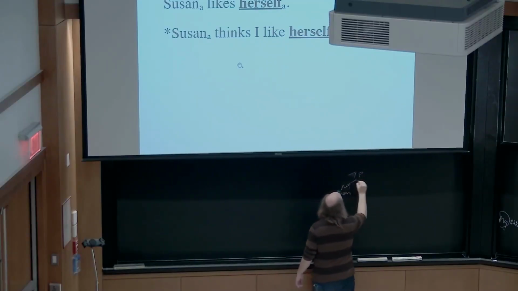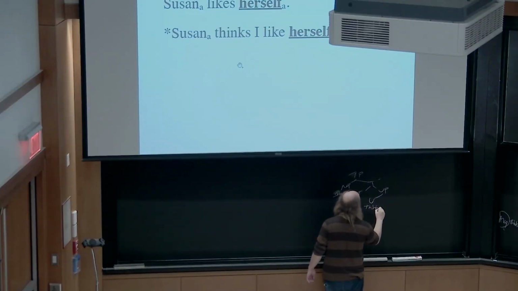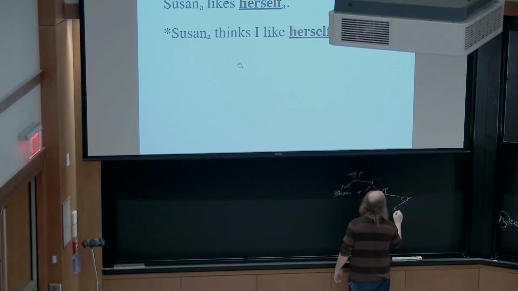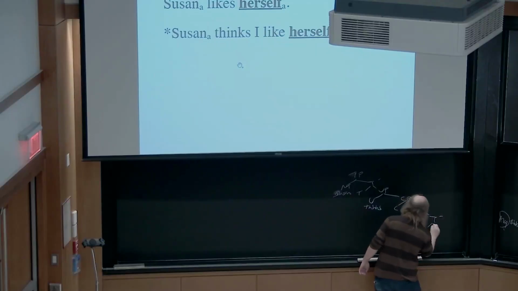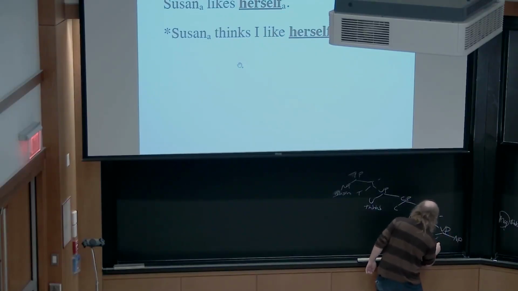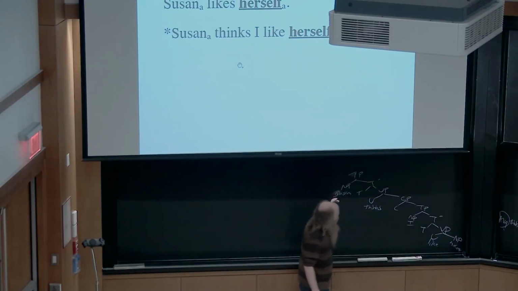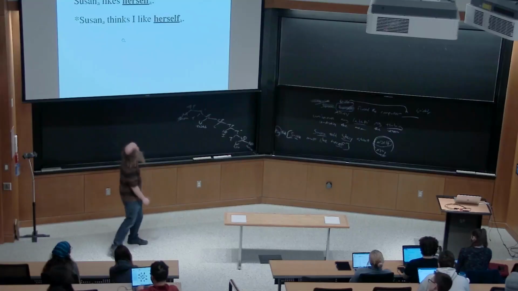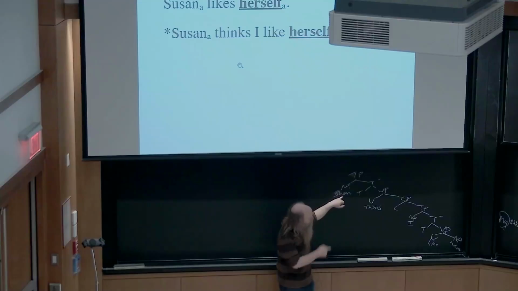Susan thinks, there's going to be a CP here, the null C, and then down here we have a noun phrase I, and a verb phrase like herself. So here's the tree. Did I write the right sentence? Susan thinks I like herself, yes. If we ask ourselves, does Susan C-command herself? Well, the answer is yes.